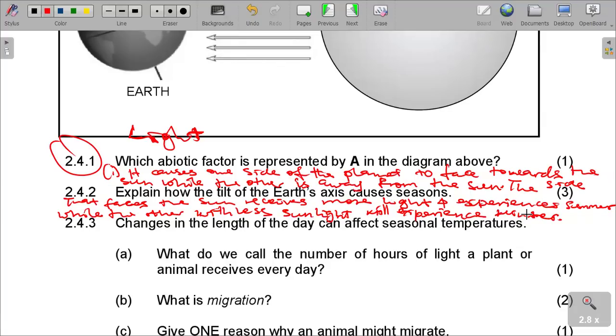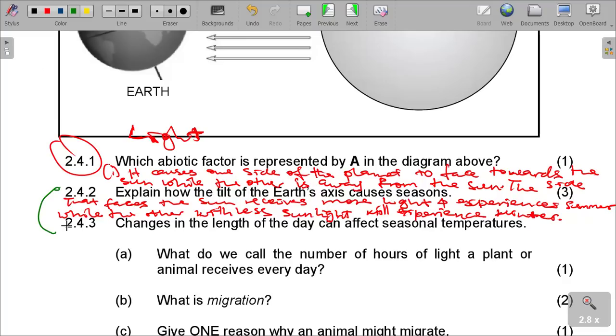It causes one side of the planet to face towards the sun, while the other side is away from the sun. The side that faces the sun receives more light and it experiences summer, while the other side with less sunlight will experience winter. That is how question 2.4.2 is answered: sunlight causes summertime where there is more sunlight. Where there is less sunlight, we will therefore experience winter. That's what you should understand.